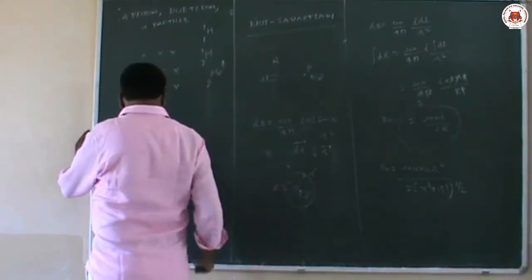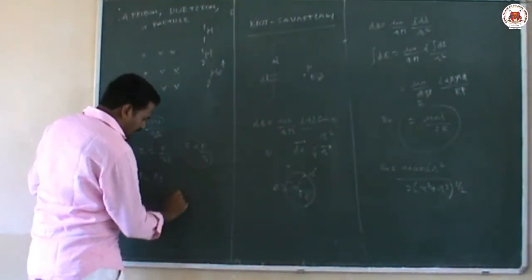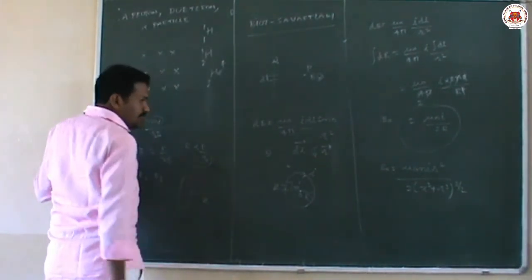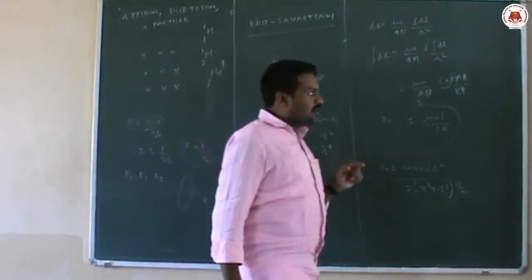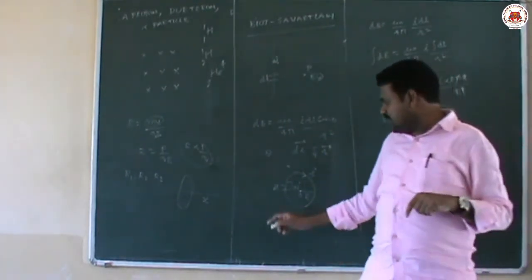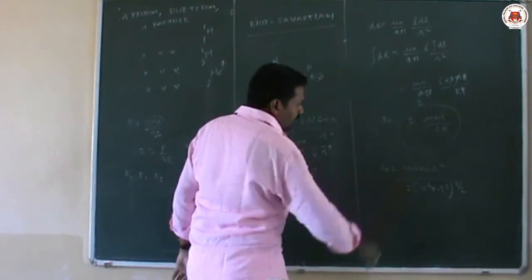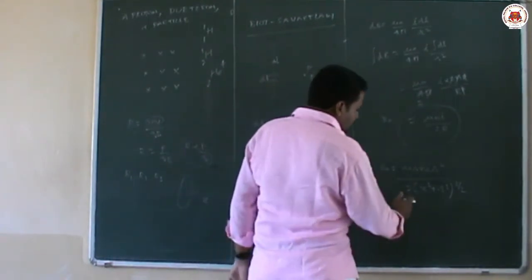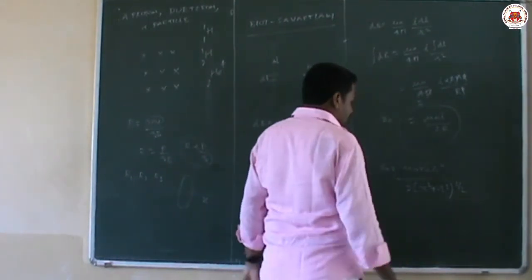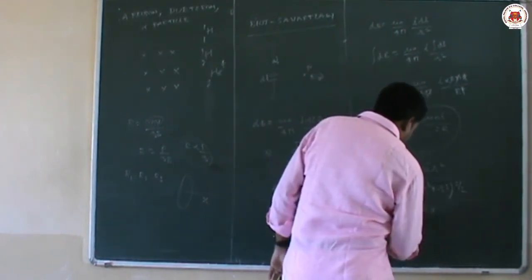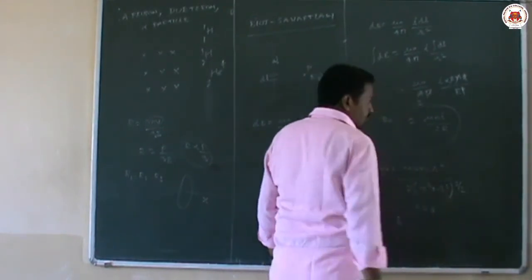Suppose there is a wire carrying current like this. At a distance x from the center of the wire on the axial line, we can find the magnetic field. The magnetic field is equal to mu naught N r square by 2 into (x square plus r square) whole power 3 by 2. If you put x equal to 0, you will get the magnetic field at the center.